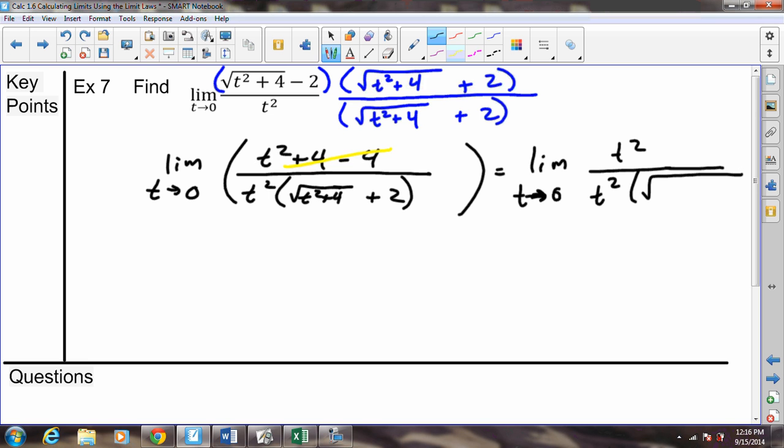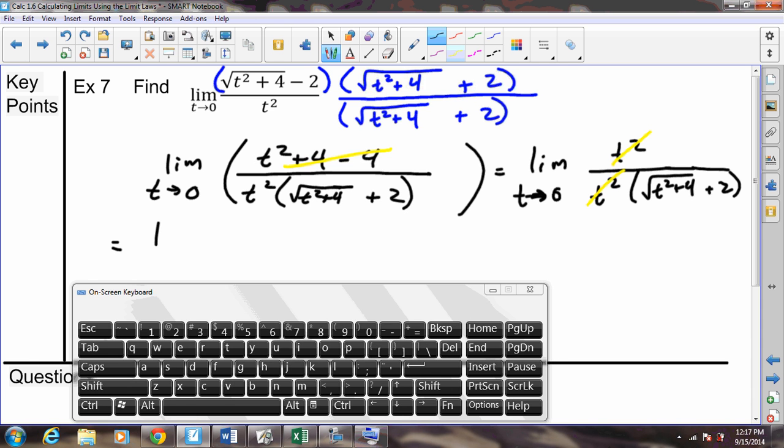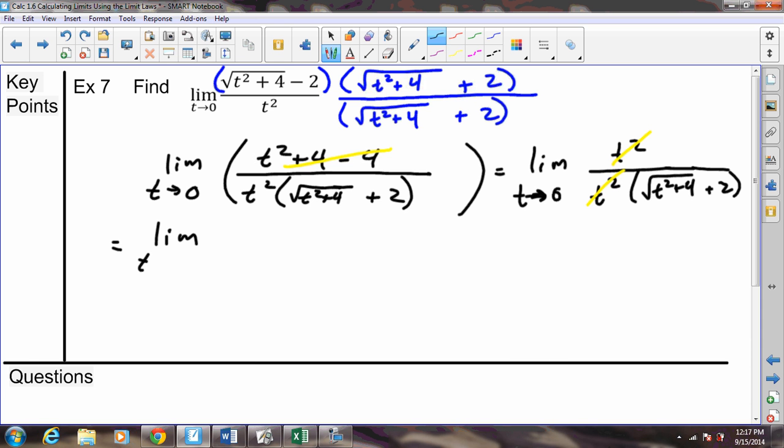But I had my piece going too long, so I've got to shorten my radical. That's exactly what we're noting. Jessica noted, wouldn't the t squared cancel? She's absolutely correct. I wanted to write out that intermediary stage in case someone didn't see it. But when they cancel, we wind up with the limit as t approaches 0 of 1 over the square root of t squared plus 4, plus 2.